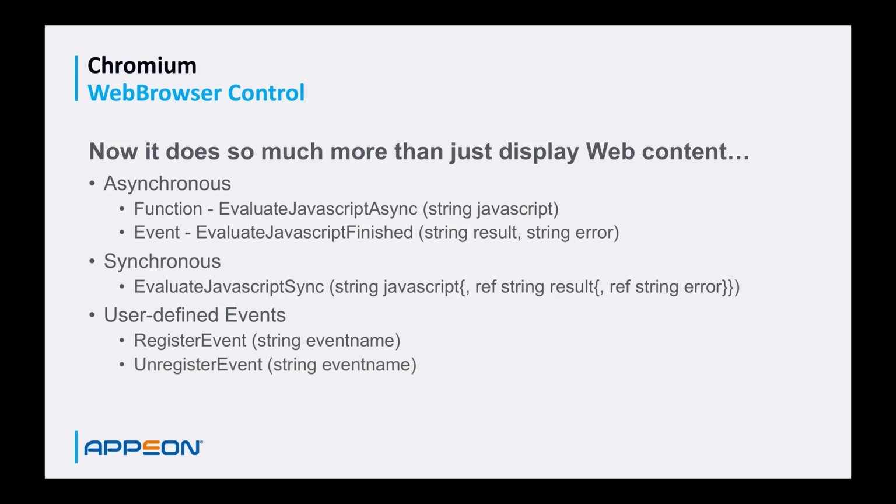And the unregistered event is if you want to stop listening for that event. We also support both basic and digest authentications. So if the content in the web browser control requires such authentication, you'd see a pop-up window where then you could enter your credentials. Now, with this set of functions and events that we have, really you can do anything you want to do with this browser control.